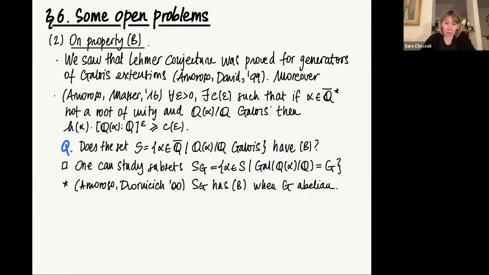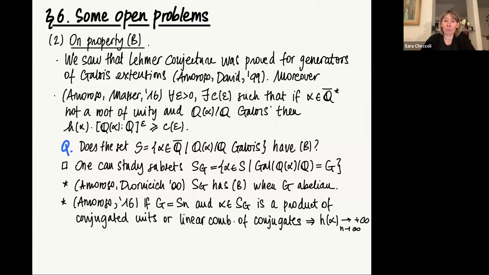The result of Amoroso and Zannier for Q^ab can be rephrased by saying that S_G has the Bogomolov property when G is abelian. For abelian groups, it's okay. And actually, Amoroso proved that if G is S_n, so he could not prove that the full set of generators of S_n extensions has the Bogomolov property. But if you just look at some classes of generators, which are essentially those obtained by the primitive element theorem, so quite a classical construction, you take generators which are either products of conjugates, he needs them to be units here, or linear combinations of conjugates with integer coefficients, then not only do you have the Bogomolov property, but the height of such generators tends to plus infinity.